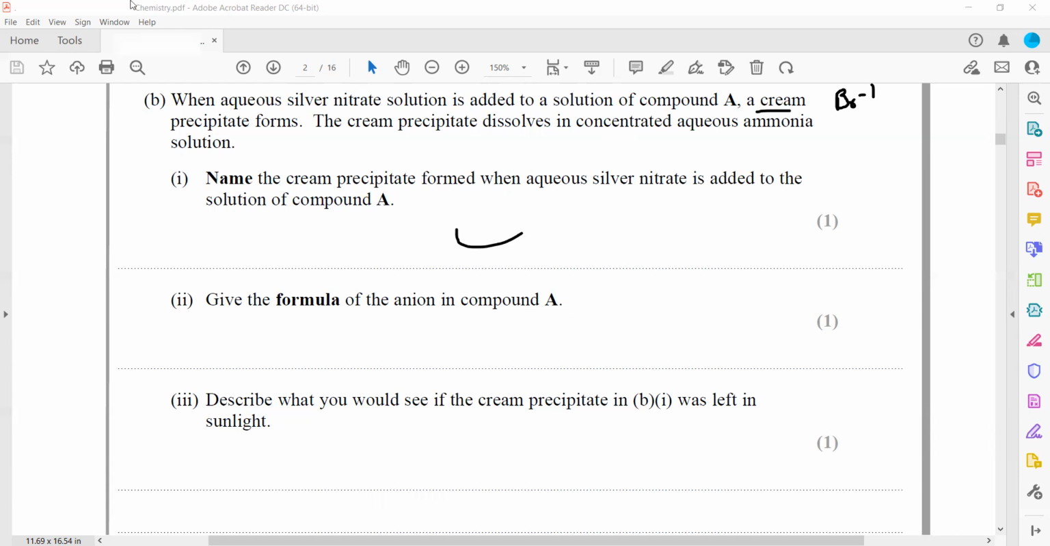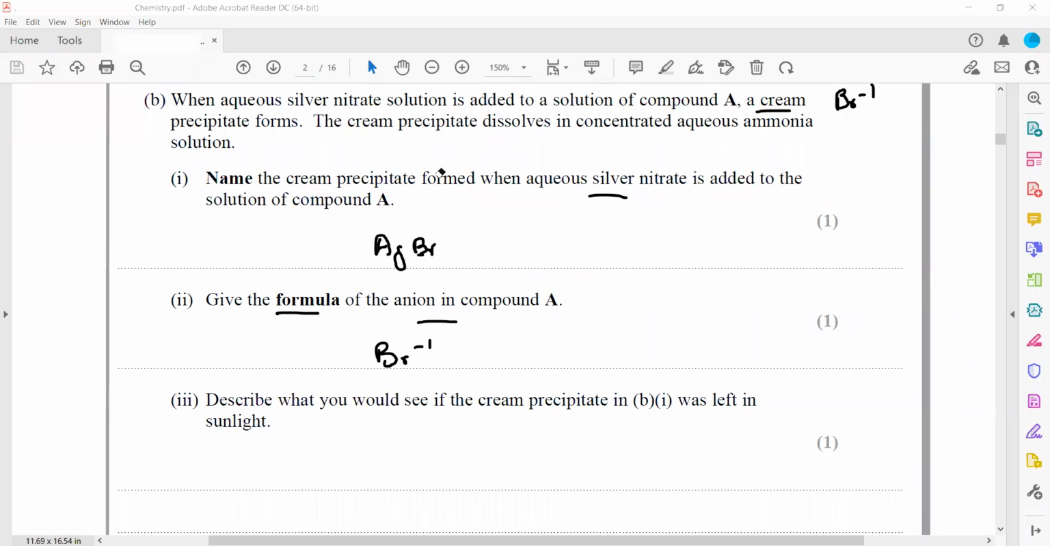So the question is, name the cream precipitate formed when aqueous silver nitrate is added. The precipitate formed is AgBr, silver bromide. And give the formula of the anion in compound A. What is the negative ion in compound A? That is the bromide ion, so Br-. If you write only Br, you will lose the mark, because they're asking for the ion, not an atom.